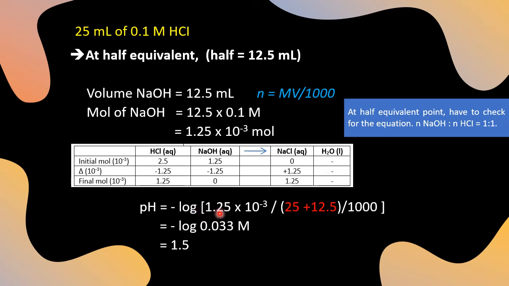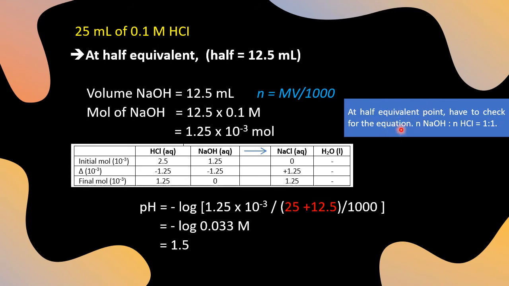We have to find out the mole here, 1.25, and then what is the volume? Half 12.5 from the base, and then 25 from the acid, so total is 37.5. Always remember, concentration volume must be in liter, so you will get 0.033 molar. Then negative log the concentration, you will get pH equal to 1.5.